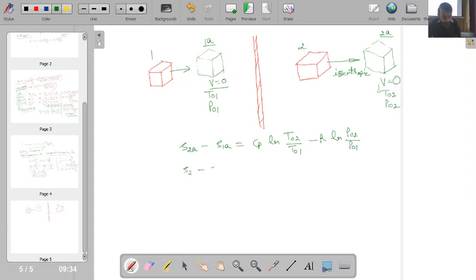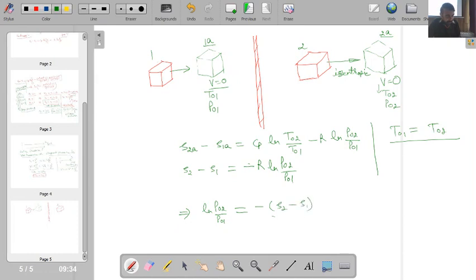So I can write S2 minus S1 equal to, and we know that for a shock wave T naught 1 equal to T naught 2, so this first term will be 0. Ultimately I will get minus R ln of P naught 2 divided by P naught 1. And from here I can get that ln of P naught 2 by P naught 1 is equal to minus of S2 minus S1 by R. Ultimately I will get that P naught 2 by P naught 1 will be equal to exponential of minus S2 minus S1 by R. Is this point clear?